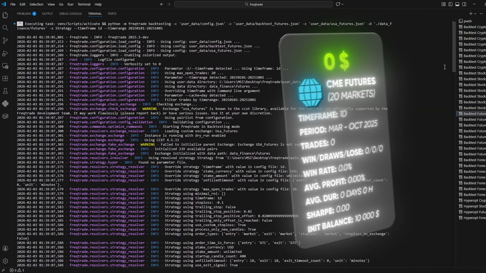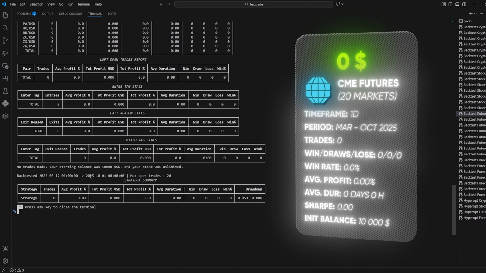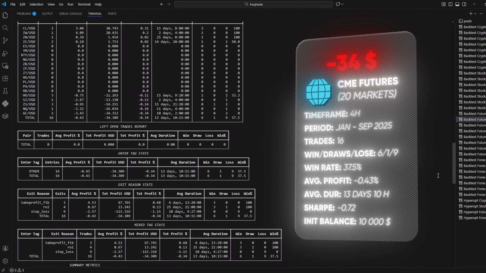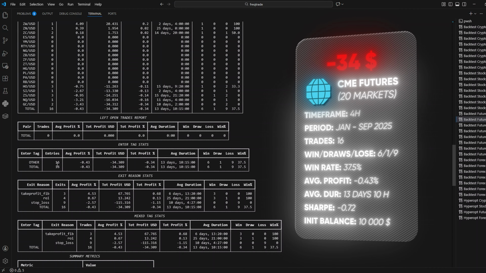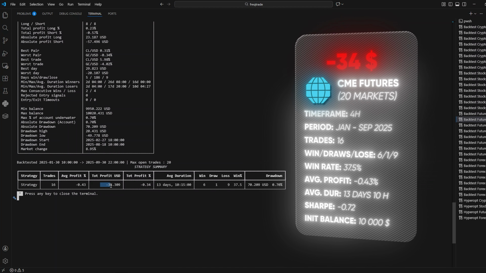Now let's move to futures market, 1 day time frame. And here we have 0 trades, so 0 profit. 4 hours time frame, our final table. And this time we have 16 trades. Sharpe is minus 0.72 and we lost $34.